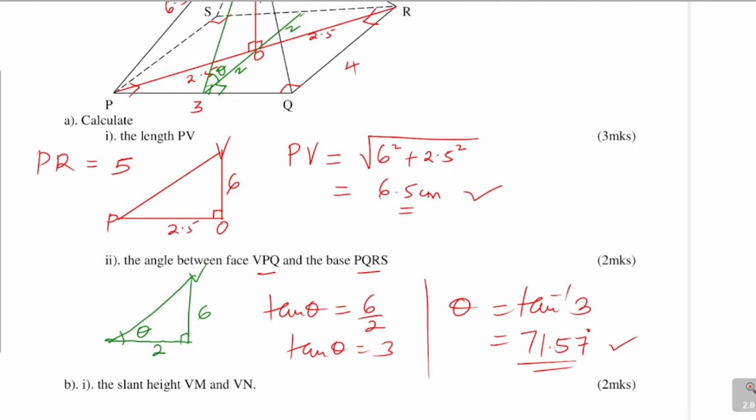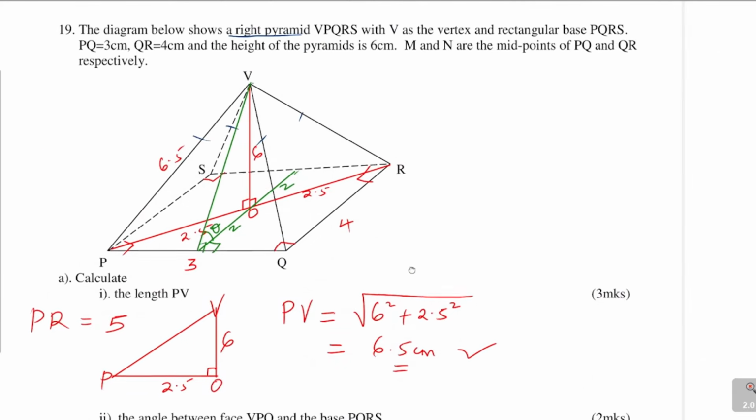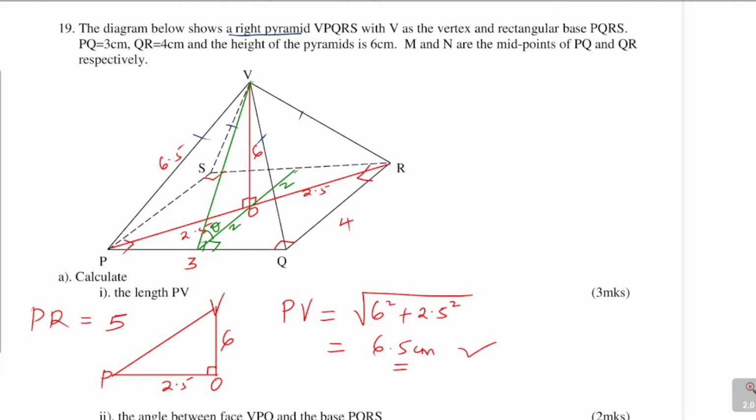You can go to the other part, B part 1, the slant heights VM and VN. Now we have M and N at the midpoints of PQ and QR respectively. M is the midpoint of PQ, so we have M here. This is point M. And then N is the midpoint of QR, so we have it here. This is N. So you're supposed to calculate the slant heights.